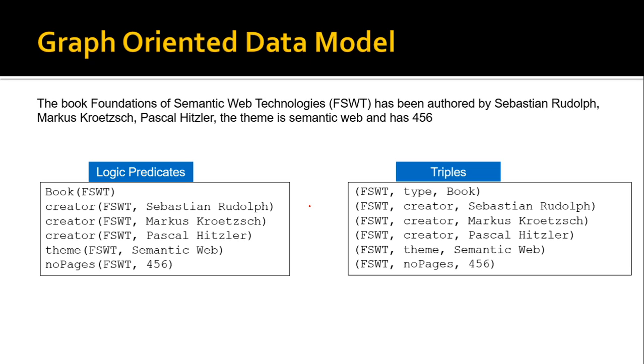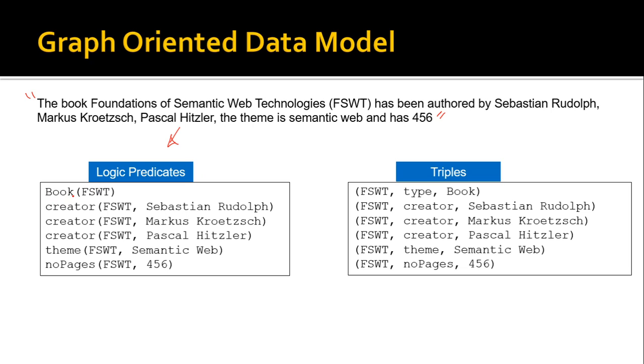So let us take another example and see how we translate one English sentence into its corresponding graph representation. The example will read like this: the book Foundations of Semantic Web Technologies (FSWT) has been authored by Sebastian Rudolph, Markus Krötzsch, and Pascal Hitzler, and the theme is semantic web and it has 456 pages, right? Now if you have followed first order logic, we can represent the facts in the form of Boolean logic or first order logic.